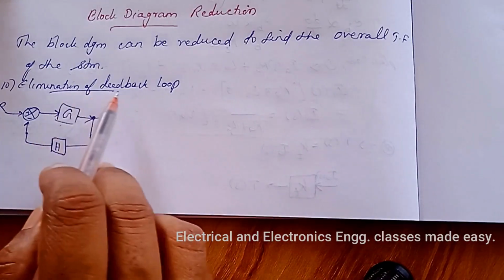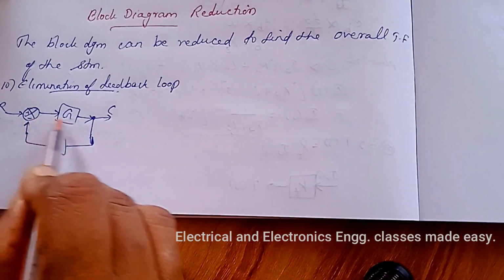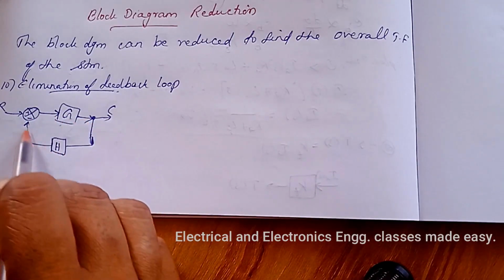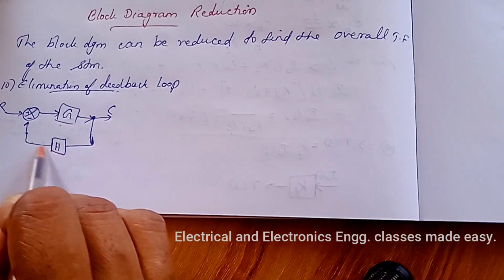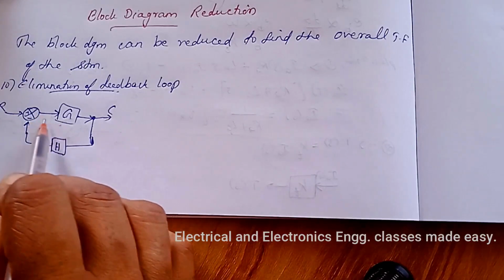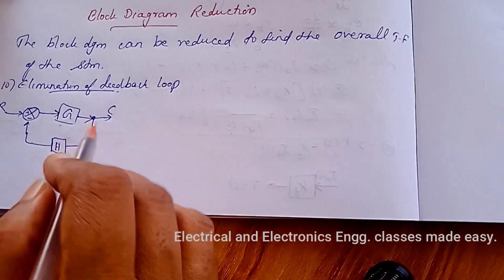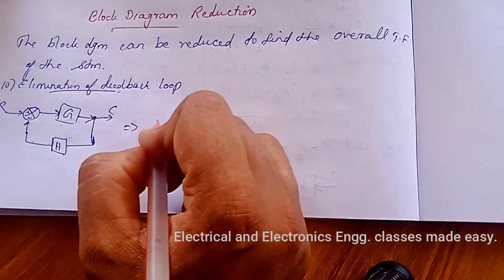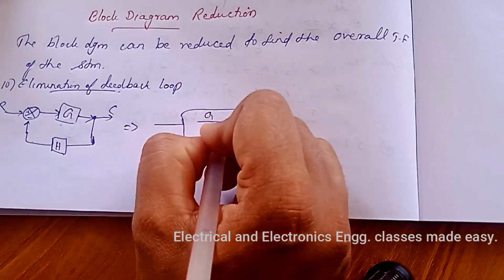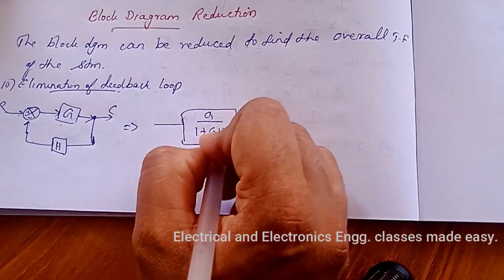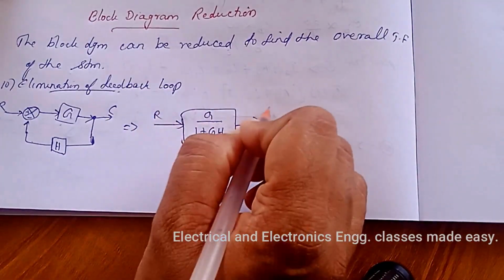Last one is elimination of feedback loop. Suppose there is a feedback loop. So this is a closed loop. This is the forward path and there is a feedback path. So we can eliminate this feedback loop like this. That is, we can write G divided by 1 plus GH. This is R and this is C.